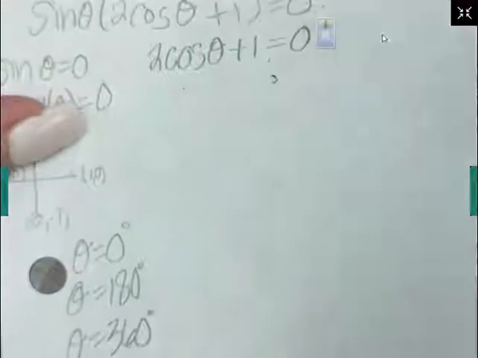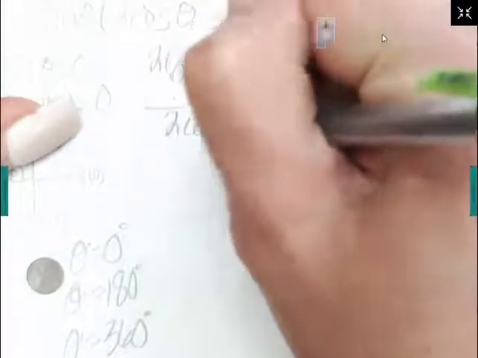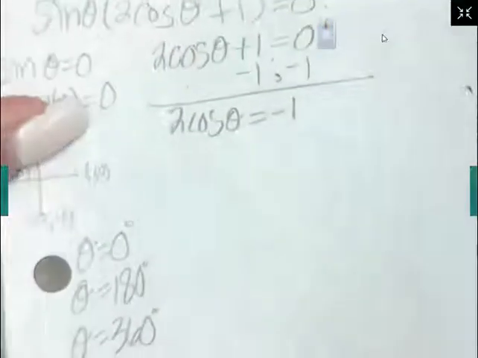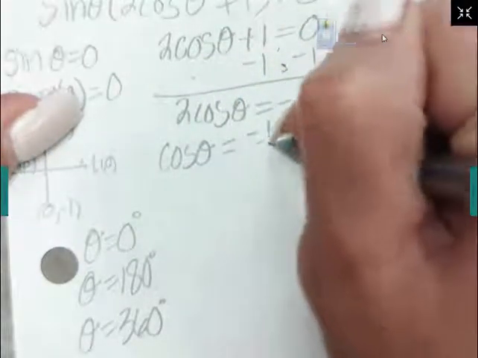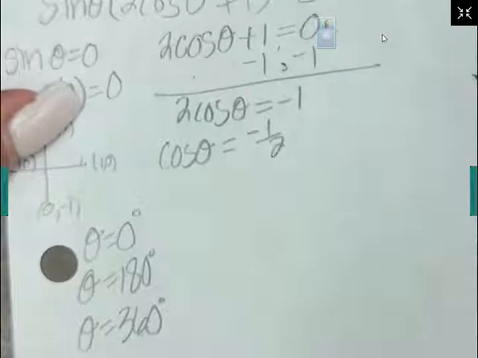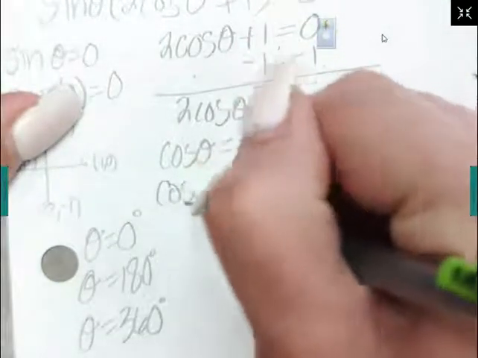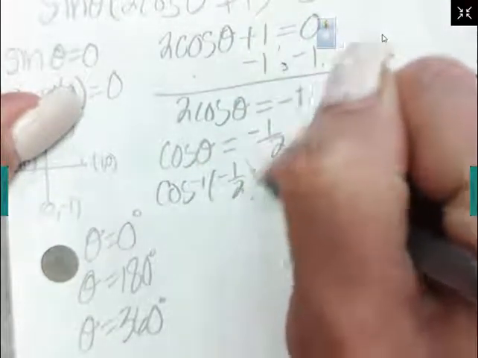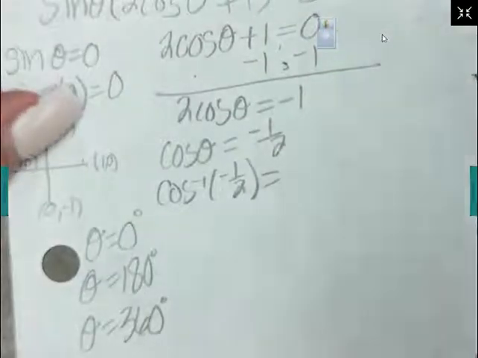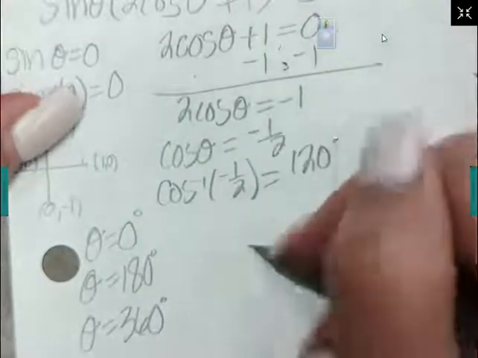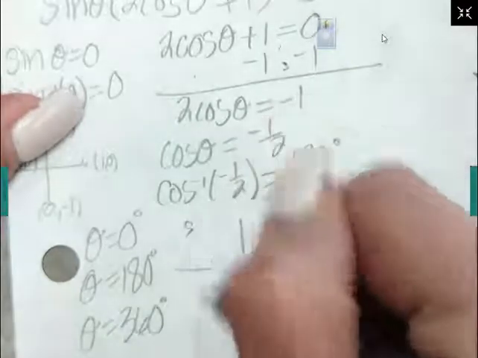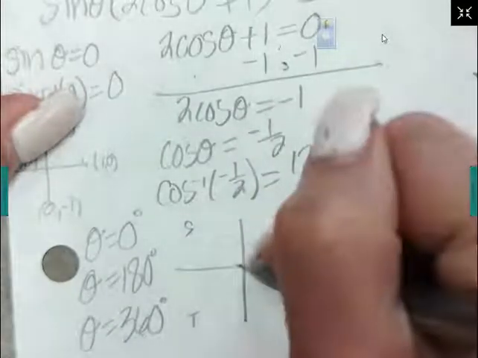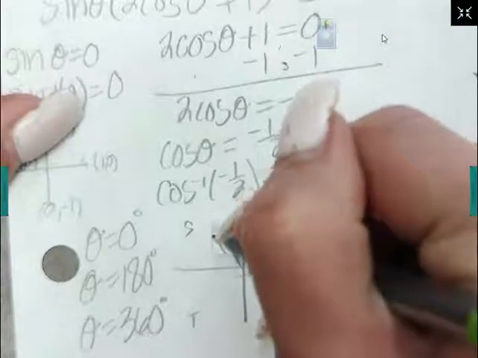Now let's look here. We need to set this equal to 0, so we subtract 1. And then we would divide by 2 and get cosine theta is equal to negative 1/2, right? So then cosine inverse of negative 1/2 is equal to what? 120 degrees. 120 is about right here.